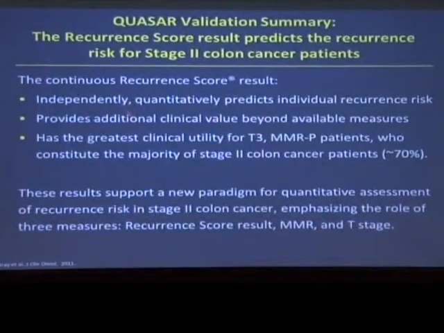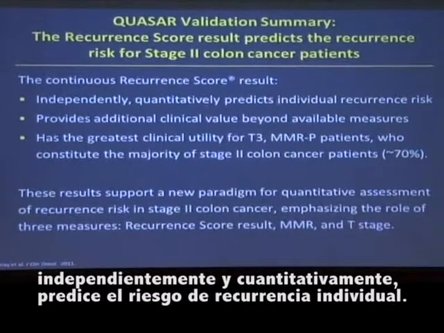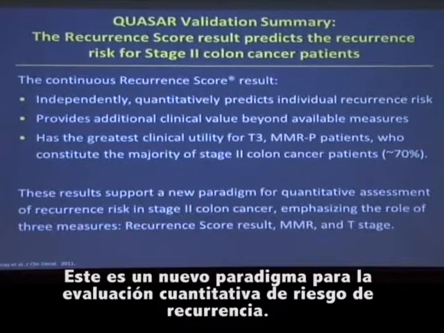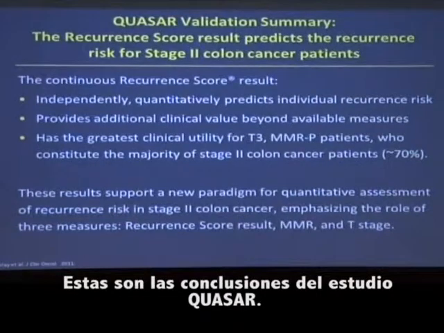Okay, so to conclude from QUASAR, the continuous recurrence score independently, quantitatively predicts individual recurrence risk, provides additional clinical value beyond available measures. Its greatest utility is in T3 mismatch proficient patients, stage 2 patients, of which there's about 74%. This is a new paradigm for quantitative assessment of recurrence risk. I would agree with all of those conclusions. These were the conclusions from the QUASAR study.